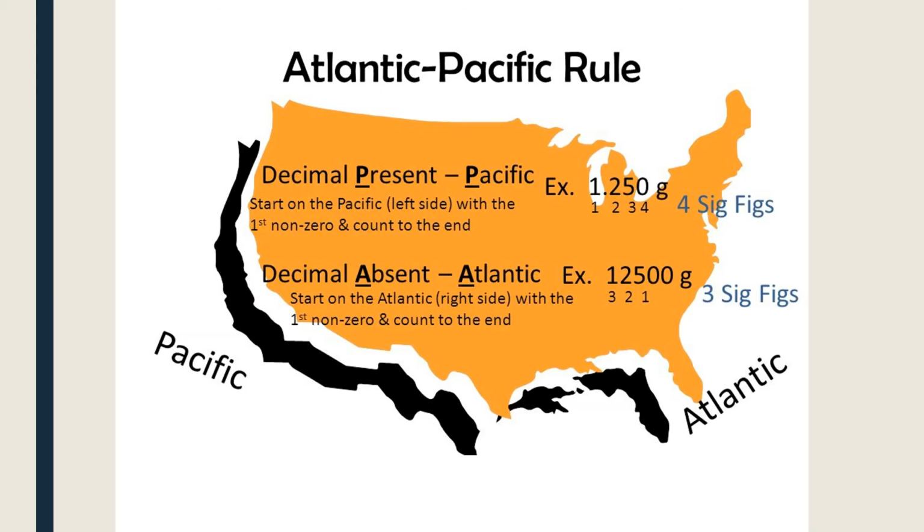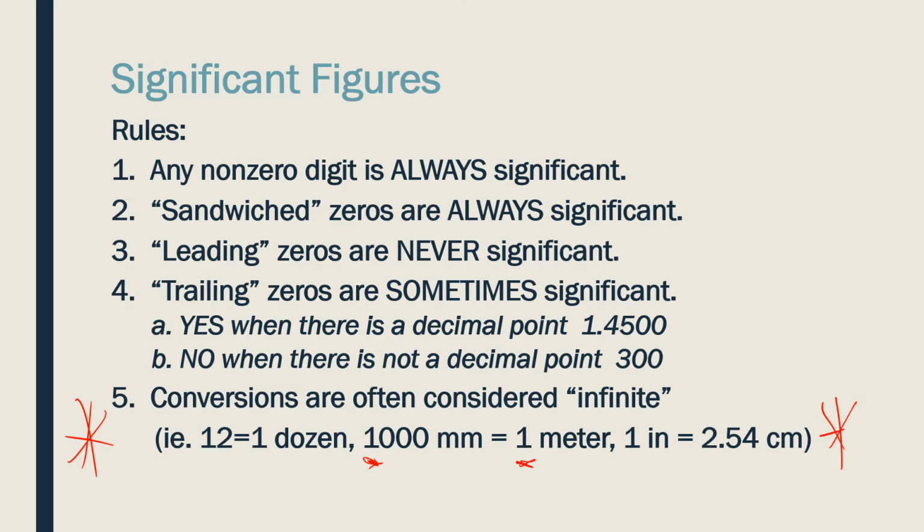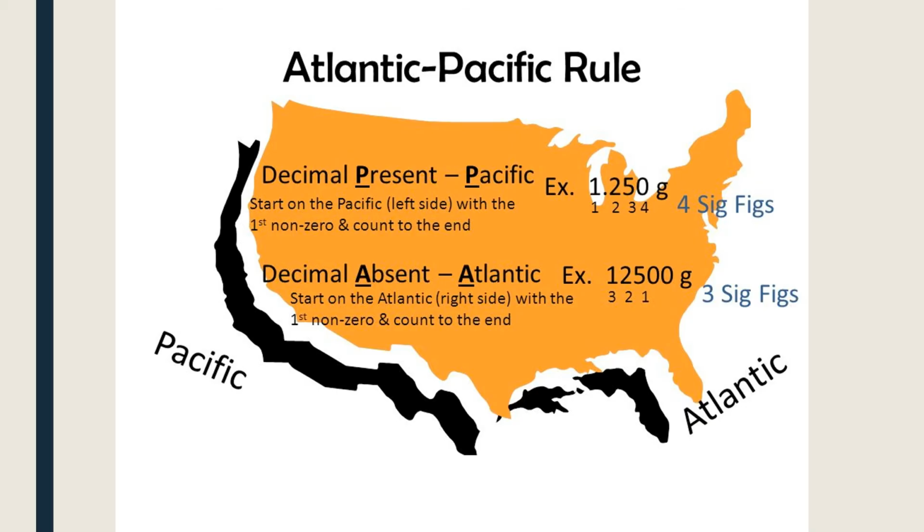All right. So another way to remember all these rules is this Atlantic-Pacific rule, and this simplifies it significantly. People seem to be familiar with the idea that there's an Atlantic Ocean on the East Coast and a Pacific Ocean on the West Coast. So if a decimal is present, like the Pacific Ocean, P for present, you start from the Pacific Ocean side. When you see a non-zero, you start counting, and then you continue to count to the end of the number. So in this case, 1 is not a 0, so there's a decimal present. So we're going to start from this direction. 1 is not a 0, so that's the first, second, third, fourth. This has 4 significant figures.